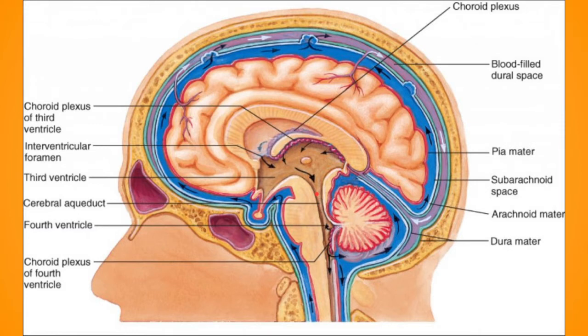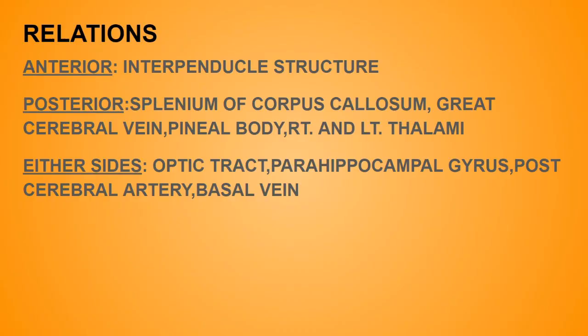Now this cerebral aqueduct connects the fourth ventricle of the brain with the third ventricle. The fourth ventricle with the third ventricle is connected by the cerebral aqueduct or the aqueduct of the cerebellum. Now the midbrain passes through the tentorial notch. Now some of the relations of the midbrain.